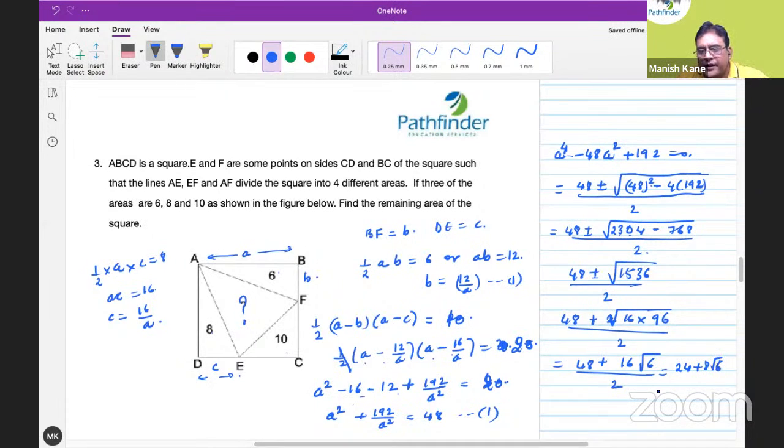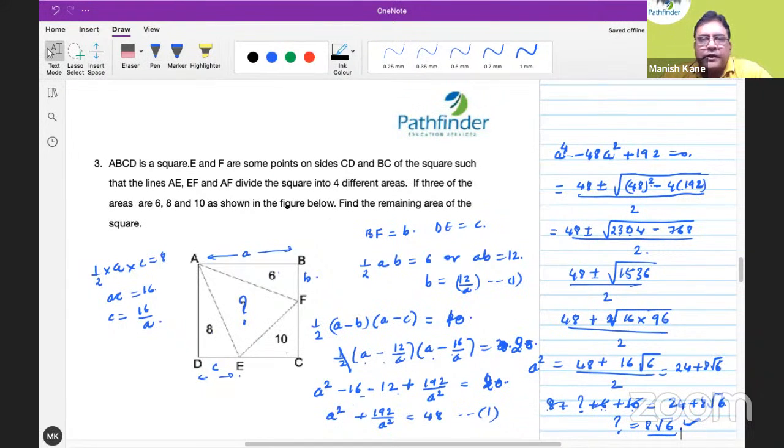What is 24 plus 8 root 6? A square, or the area of the entire square. What do I want? I want only this question mark. So what can I say? 8 plus question mark plus 6 plus 10 must be equal to 24 plus 8 root 6. So 8 plus 6, 14 plus 10, 24. This cancels out with 24. So your question mark is 8 root 6.